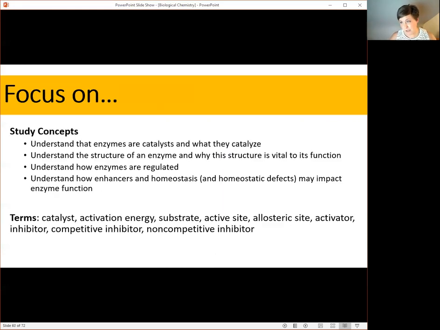For this lecture, make sure that you are able to understand that enzymes are catalysts and what they catalyze, understand structures of enzymes and why structure is vital for function, understand how enzymes are regulated, and understand how enhancers and homeostasis and homeostatic defects may impact enzyme function. You do need to know the terms catalyst, activation energy, substrate, active site, allosteric site, activator, inhibitor, competitive inhibitor, and non-competitive inhibitor.